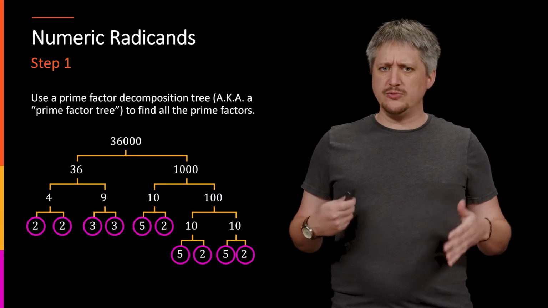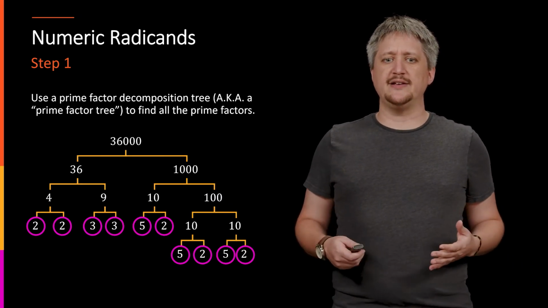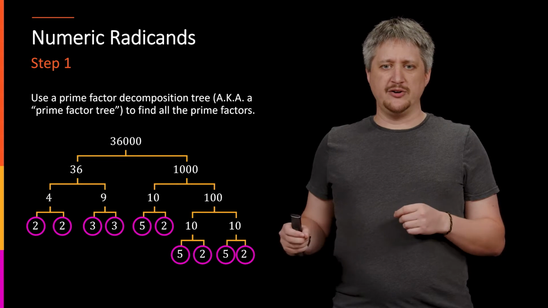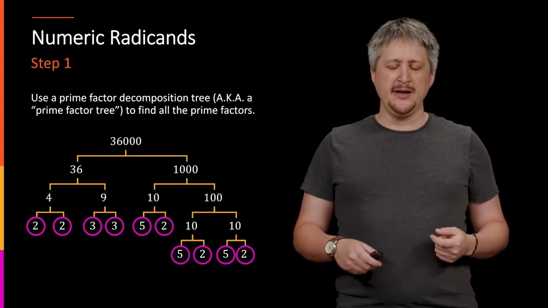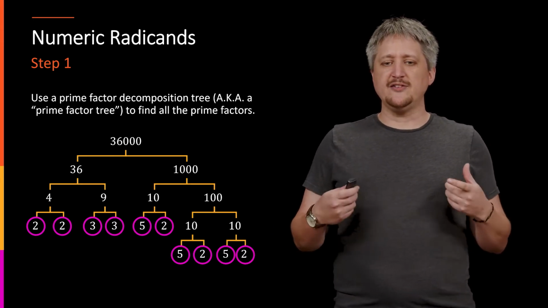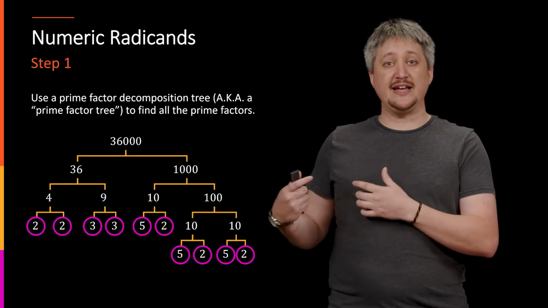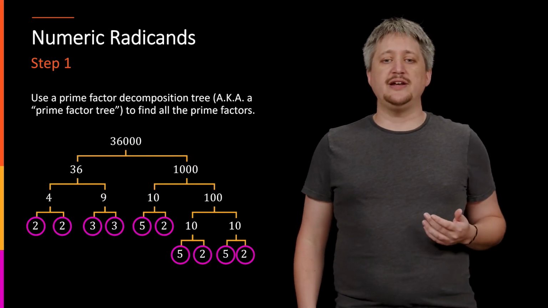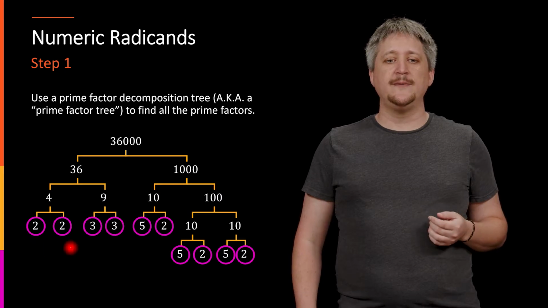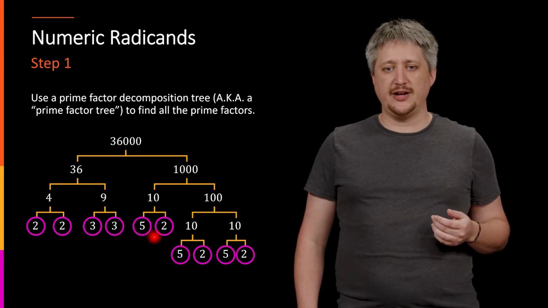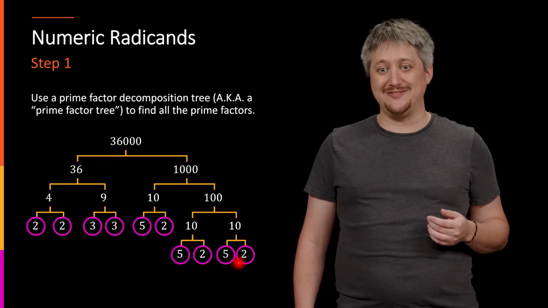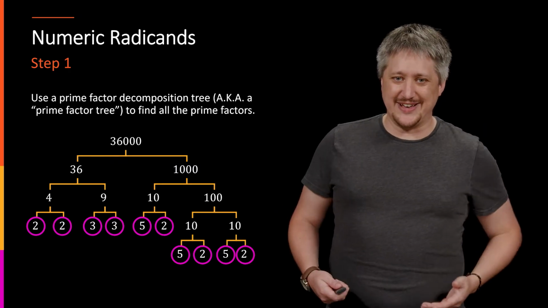So this is how you do the prime factor tree, and what I'm looking at is, once I've gotten down to all prime numbers, after everything's terminated, that tells me what numbers I multiply together to get the original number. So in particular, looking at this, I can say 2 times 2 times 3 times 3 times 5 times 2 times 5 times 2 times 5 times 2 is 36,000.